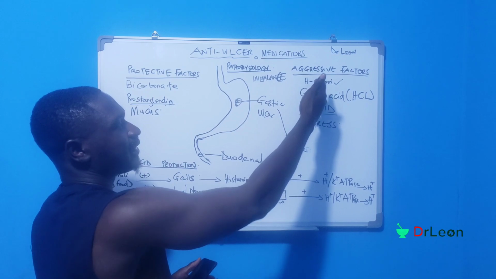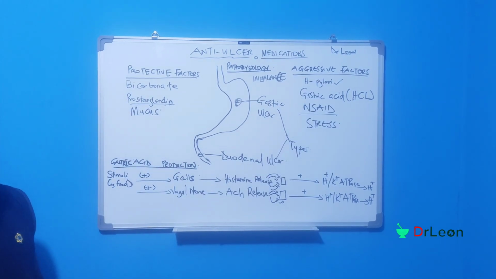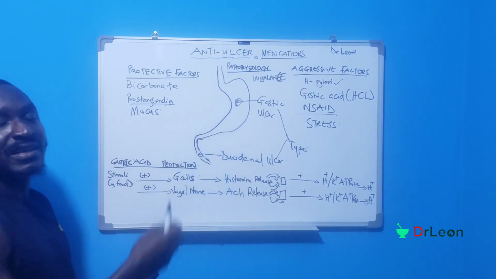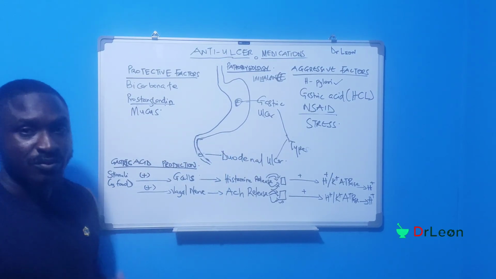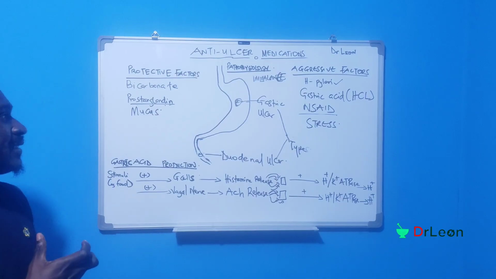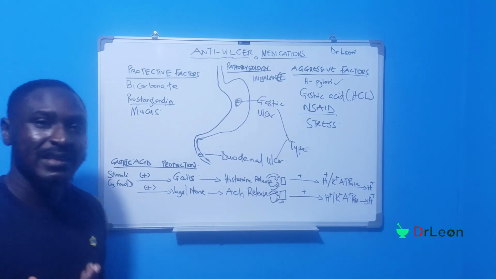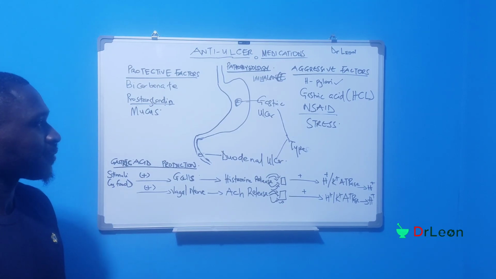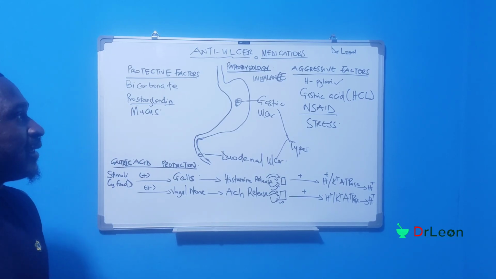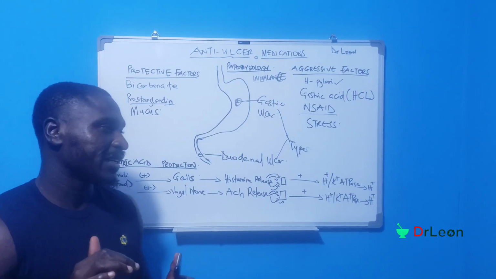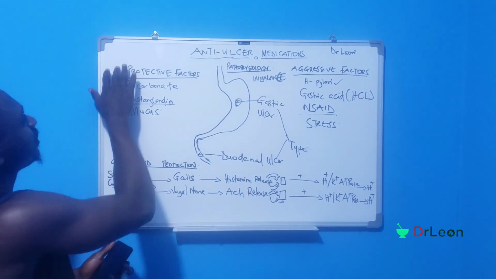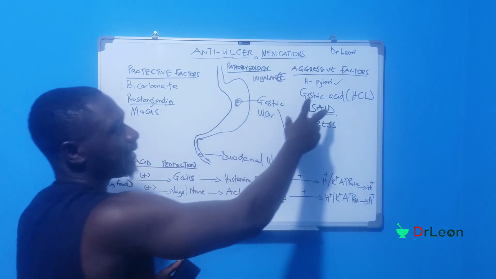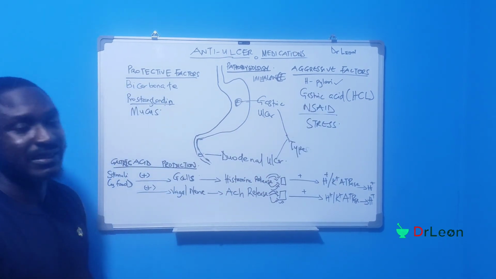If there is H. pylori infection, for example, the H. pylori eat the epithelial layer of the duodenum, and that can expose the layers below, and that can also lead towards ulcer. So basically, the pathophysiology is as simple as that. When there is an imbalance between the protective factors, as against the aggressive factors.